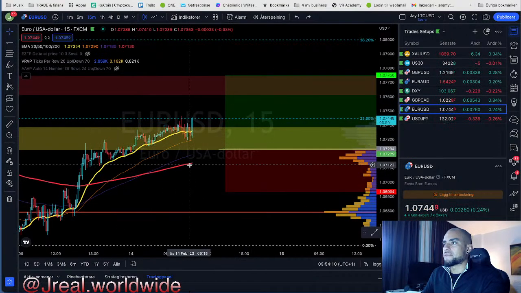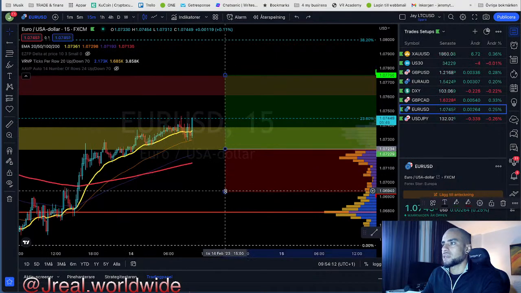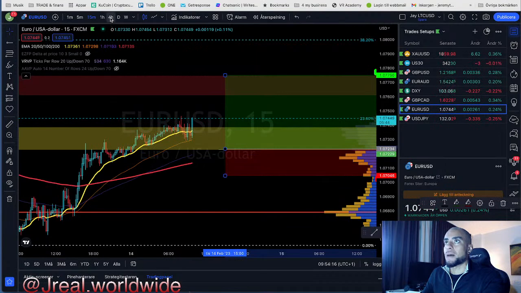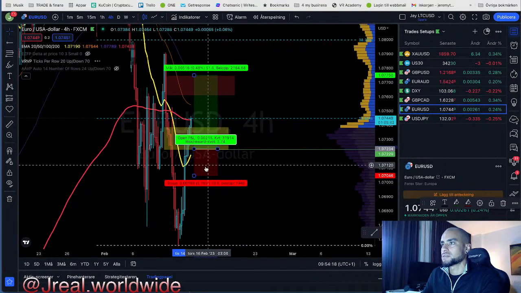So now that we are clear that this is a buy limit, we want to see where we are putting the stop losses and the take profits.